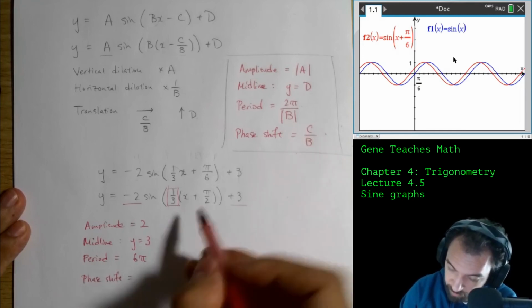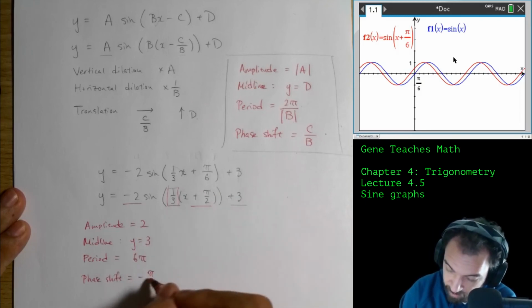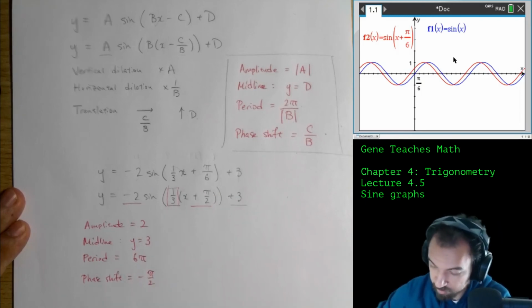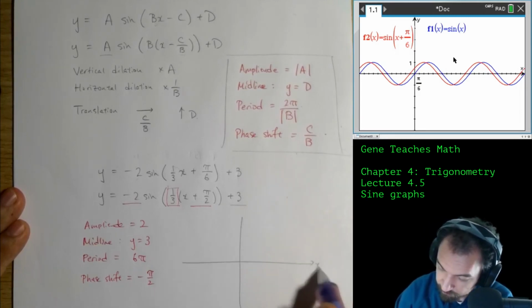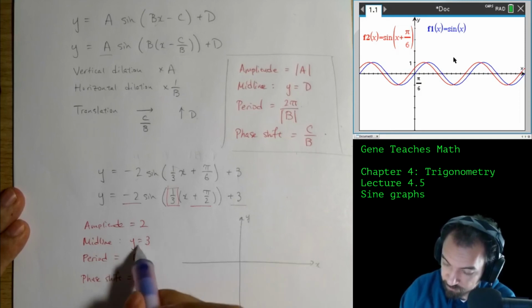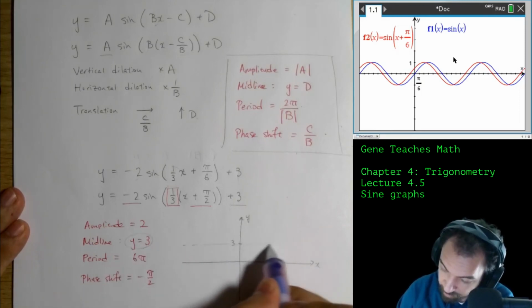And then I'm going to have the phase shift, which is c over b, which is just the number in here except negated. So this is minus pi over 2. Okay, graph time. So first things first, I take my midline and I say, okay, y equals 3. That qualitatively perhaps is right there.